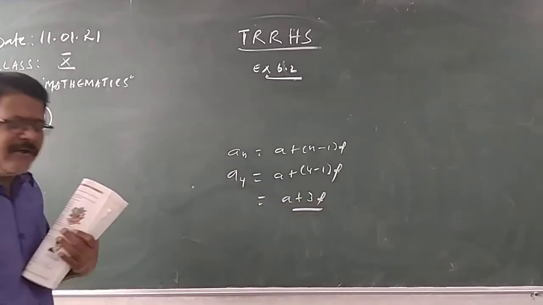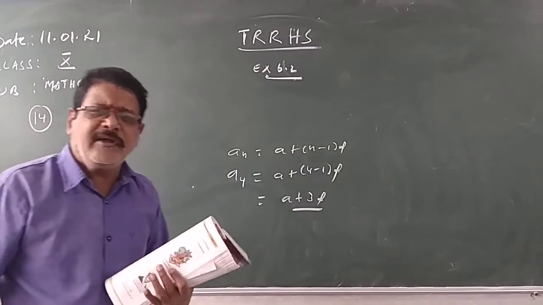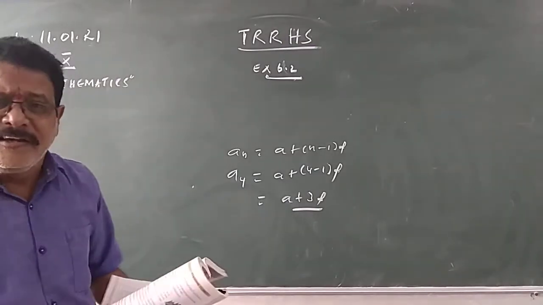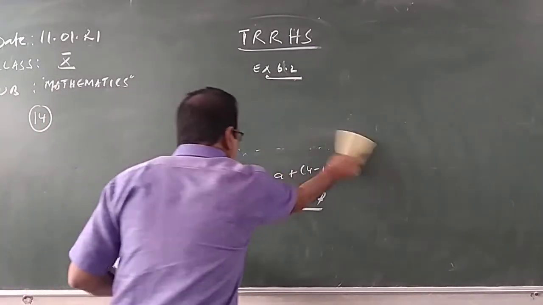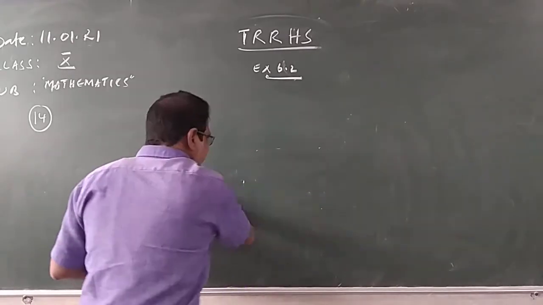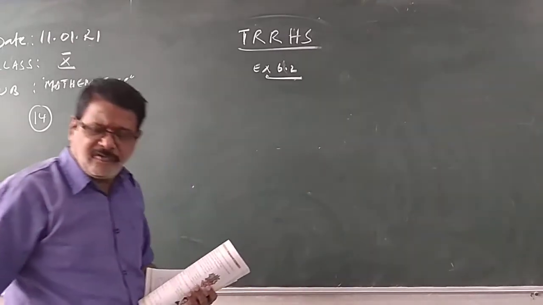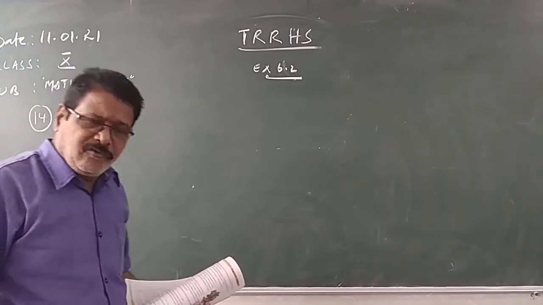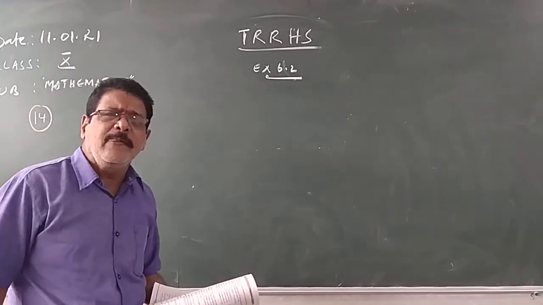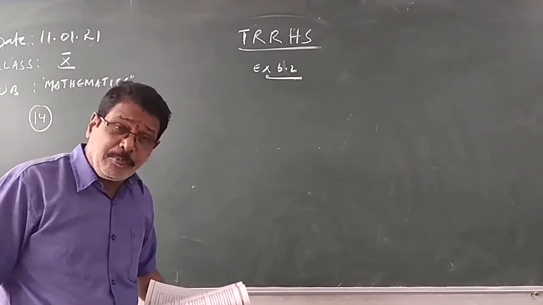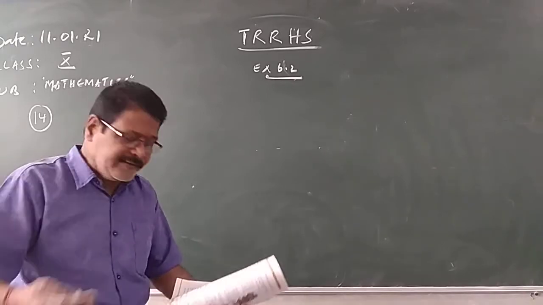So what is the fourth term of AP? A plus 3D. 10th term of AP is A plus 9D. 17th term of AP is A plus 16D. Like that we can write. Whichever term you want, put n is equal to that. If you want the third term, put n is equal to 3. If you want the fifth term, put n is equal to 5. If you want the 10th term, put n is equal to 10 in the nth term. So like that we will get it.